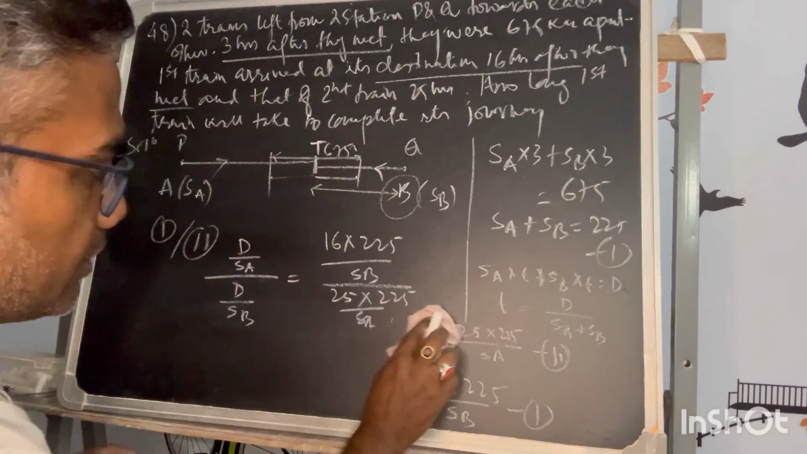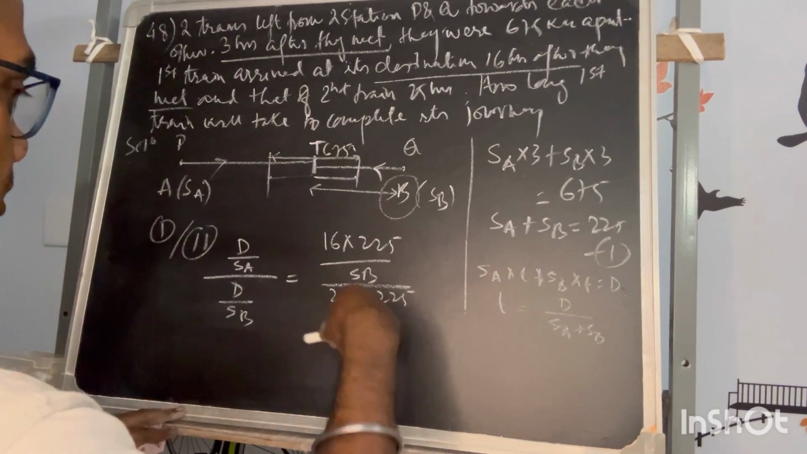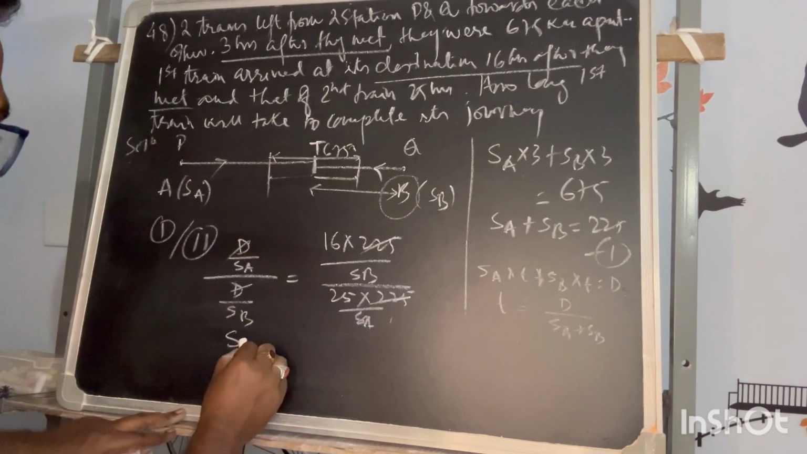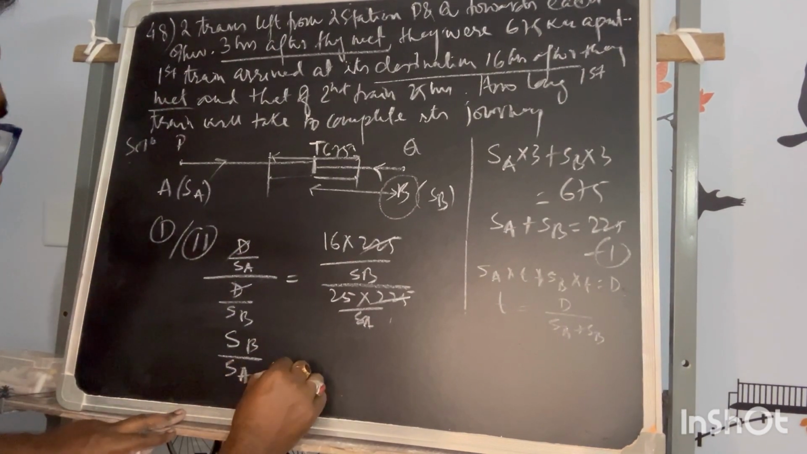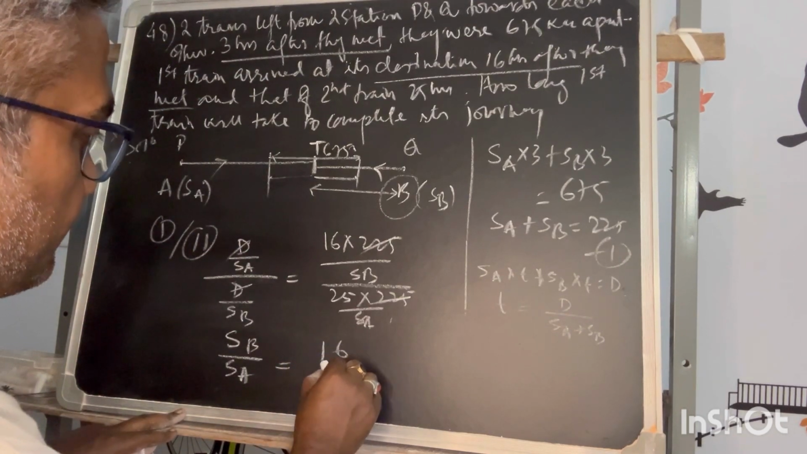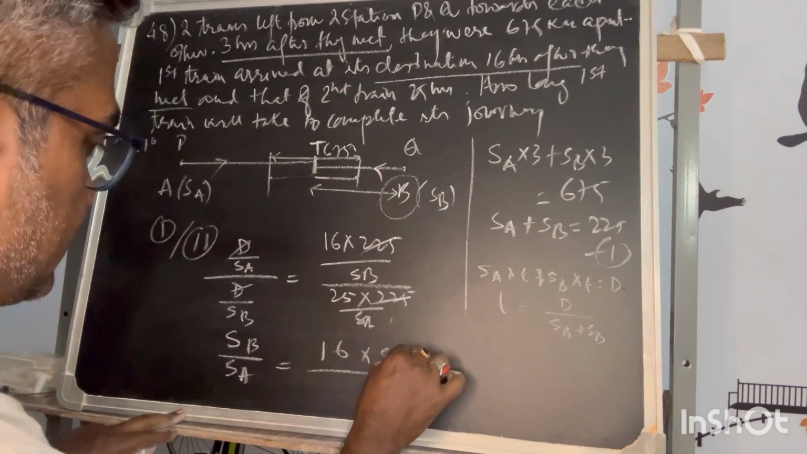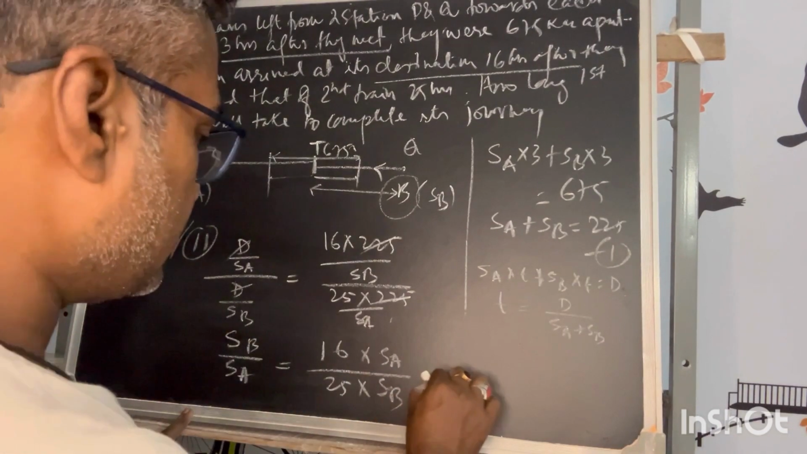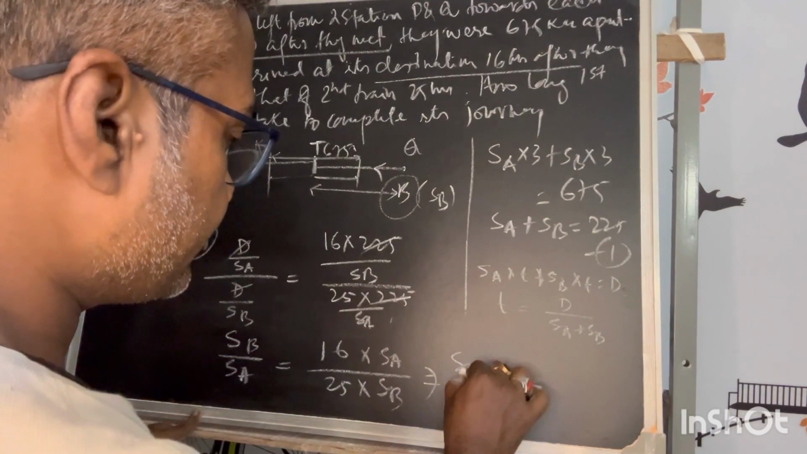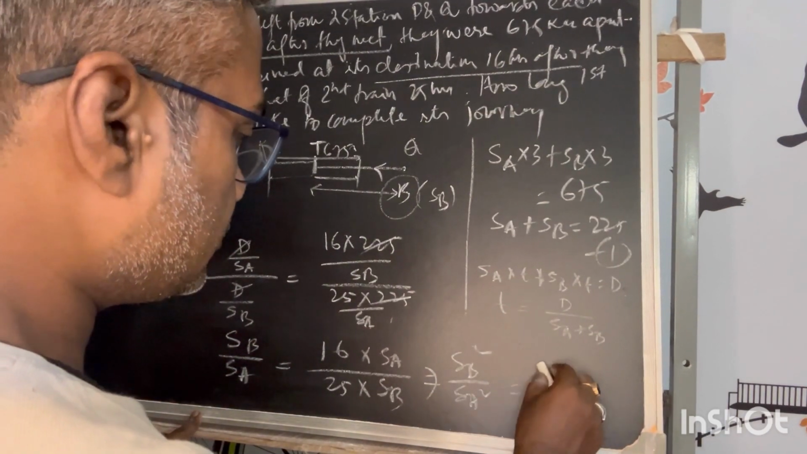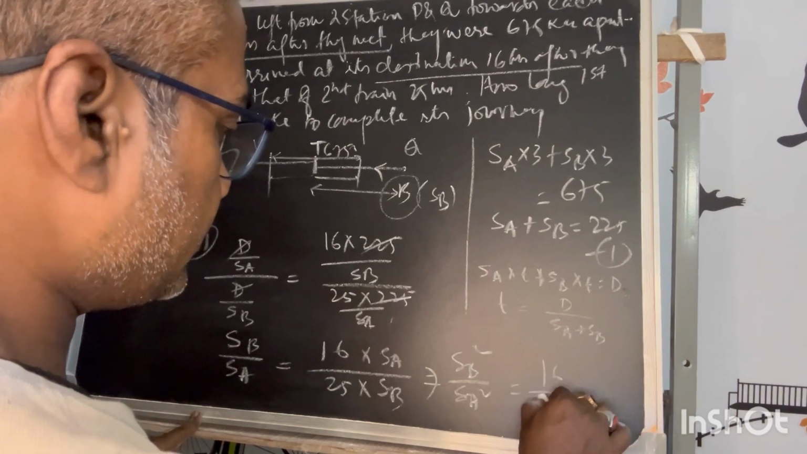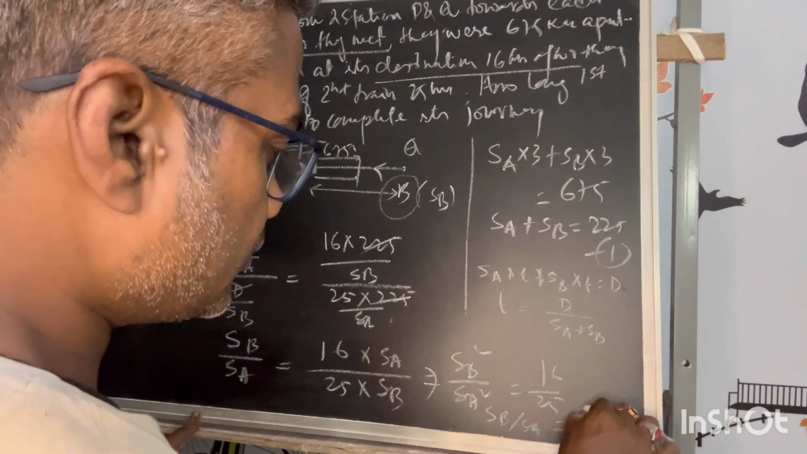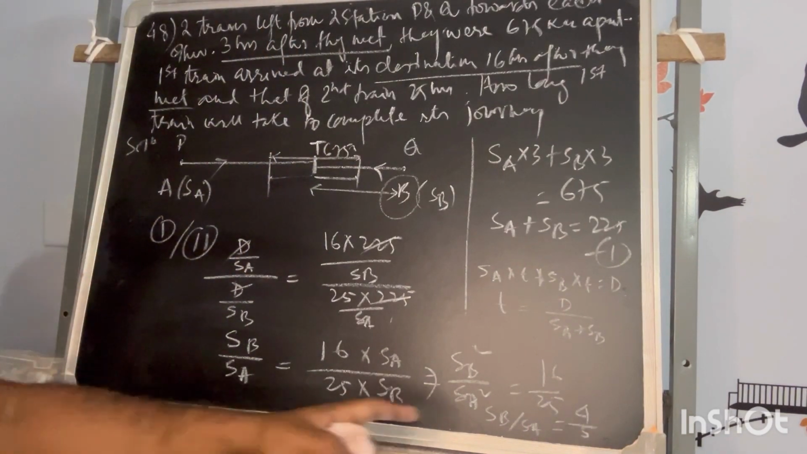This is fine. Now it will reverse. So I will get this D cancelled. SB by SA is equal to 16 by 25 into SB by SA. Yes, fine. So SB square by SA square is equal to how much? 16 by 25. So SB upon SA is equal to 4 by 5. So their ratio is this one.